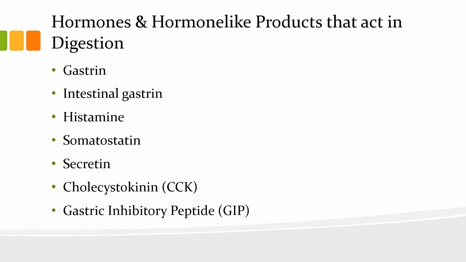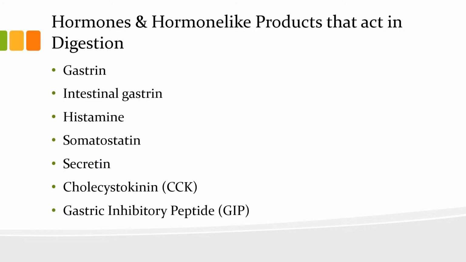Then we have secretin, released in the duodenum, with the stimuli being acidic chyme and partially digested foods in the duodenum. It increases the output of pancreatic juice rich in bicarbonate ions and increases bile output by the liver, and inhibits gastric motility and gastric gland secretion.